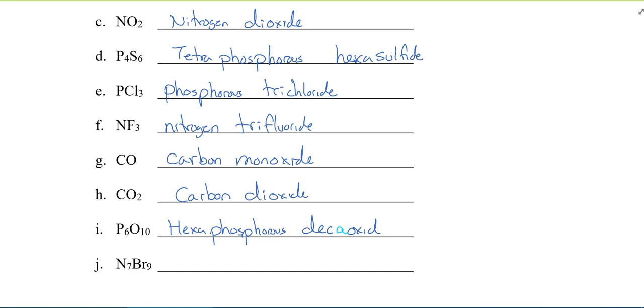Last but not least, we have hepta nitrogen nona bromide. So that's just prefixes. A lot of times students find this clearer than the ionic ones because it tells us right there. The prefixes tell us how many.